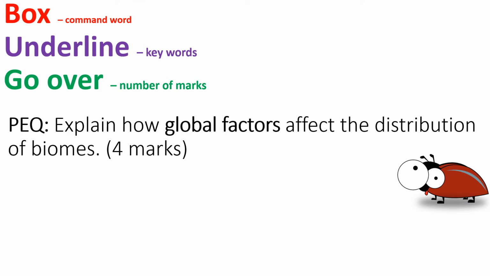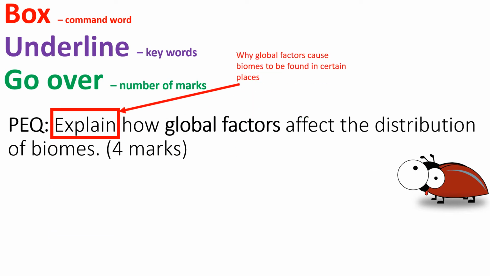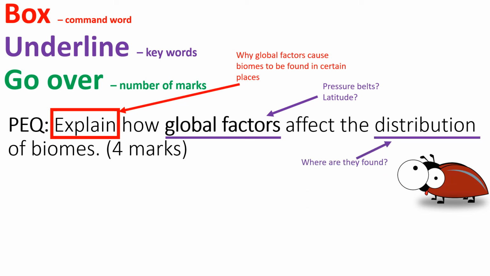The first task we would like you to make sure you complete and submit to your teacher is this practice exam question. So write it out now and you can annotate it as I go through the bug. So explain how global factors affect the distribution of biomes. Explain means why have global factors caused biomes to be found in certain places. So why do global factors result in biomes being found in different places on Earth? Global factors we have looked at are pressure belts and latitude. Distribution is referring to where they are found.